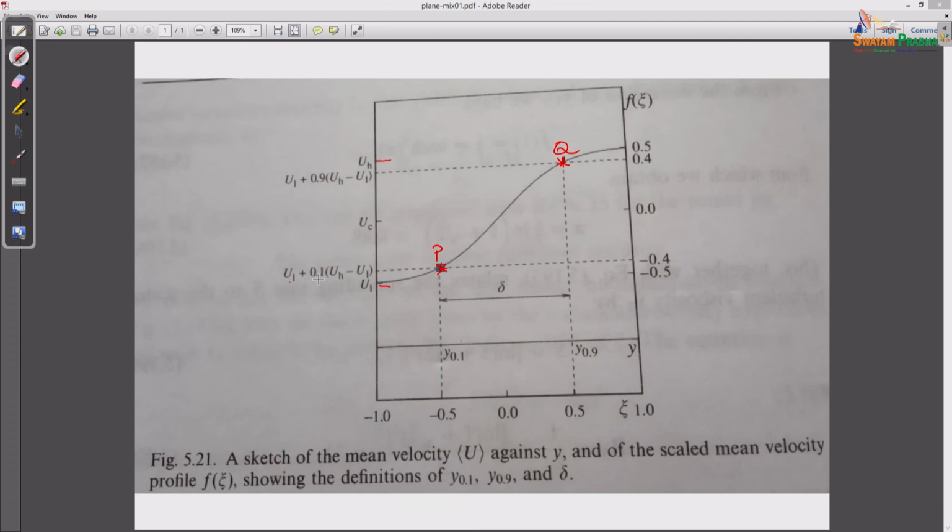So similarly we get the Q. Again U1 plus UH minus U1, and the distance here is basically 0.4 minus 0.5, therefore 0.9. So what we have is U1 plus UH minus U1 into 0.9. So that's your Q.